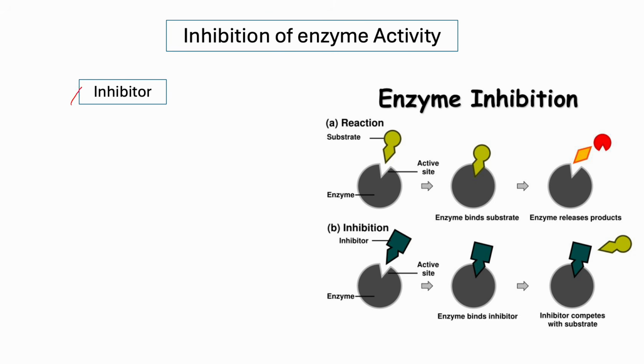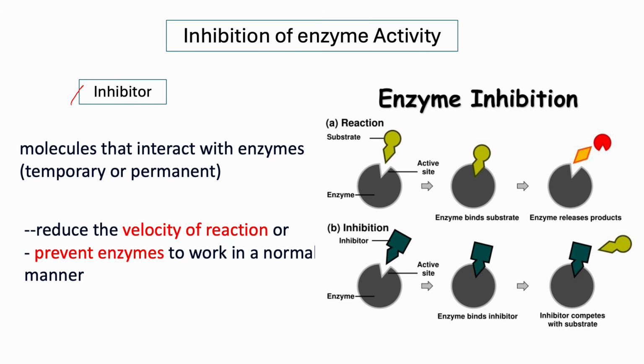Let's talk about the inhibitor. What is an inhibitor? Molecules that interact with an enzyme and of course inhibit the reaction. It can be temporary or permanent, and it reduces the velocity of the reaction or prevents the enzyme from working in a normal manner. That's the main function. Let's see here, this substrate and enzyme, this is the active site, and what will happen? The substrate binds with the enzyme at the active site, then the product is released, and then the enzyme is also released. This is the normal procedure.